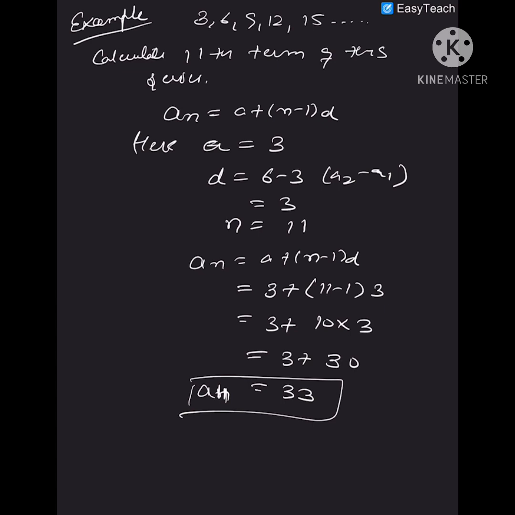So this is how we calculate the nth term of a sequence.